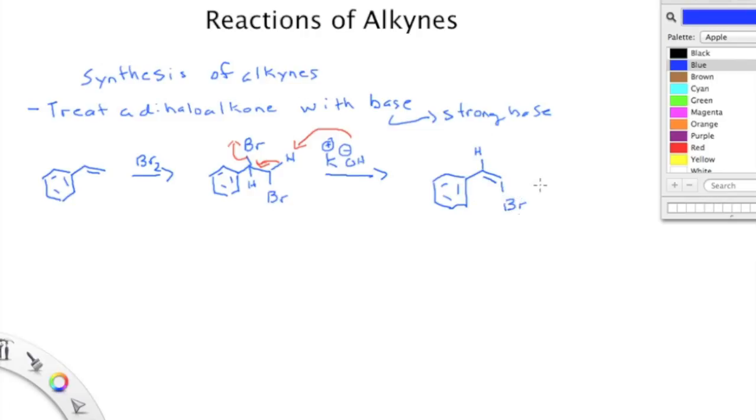And the next thing that can happen is if you have more base. So we have more of our OH minus from our potassium hydroxide that we used. And we'll finish this with the second elimination. Again, going in between the bond here and kicking this out. And this now gives us our alkyne.